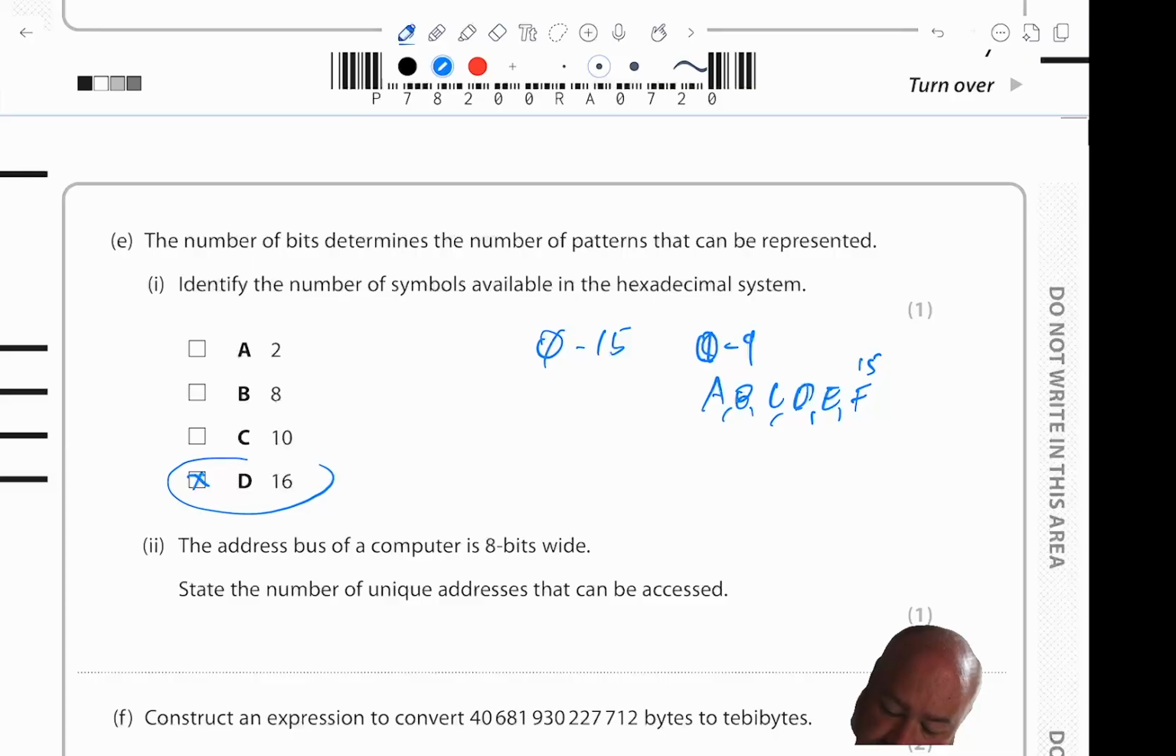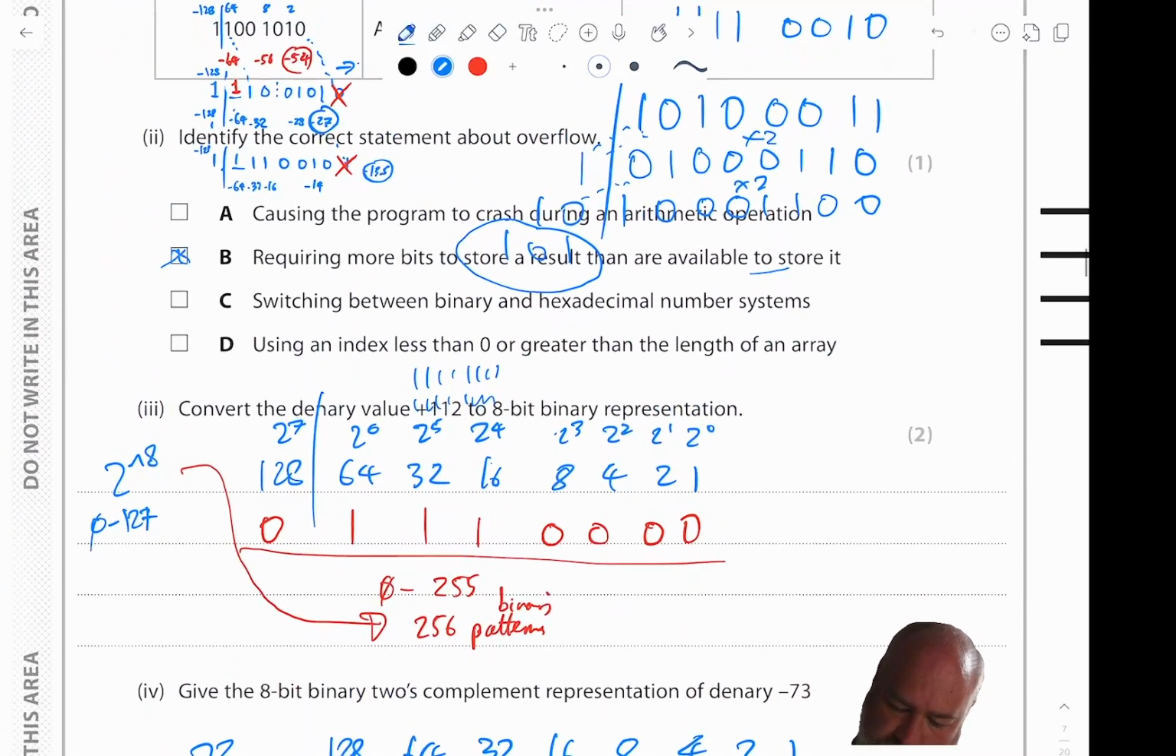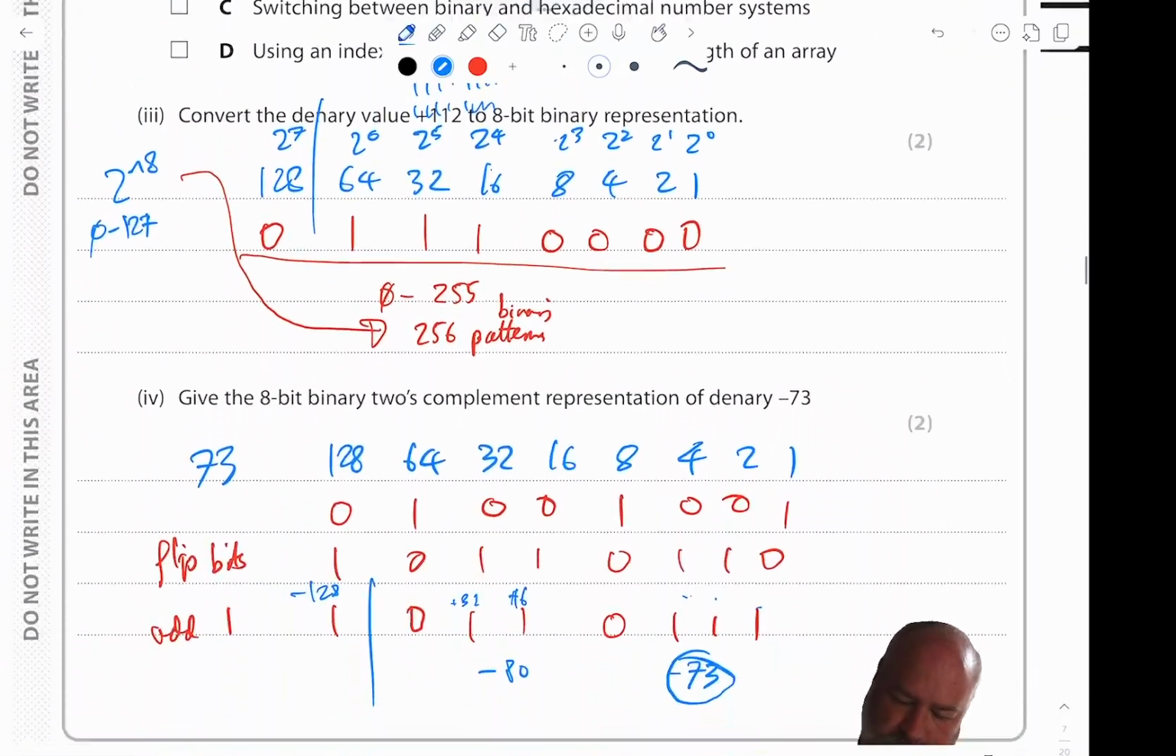The address bus of a computer is 8 bits wide. State the number of unique addresses that can be accessed. Okay, so it's very simple. We already looked at this. 2 to the power of 8, 256. So we had the answer when I was talking about this: binary patterns of 1 byte.